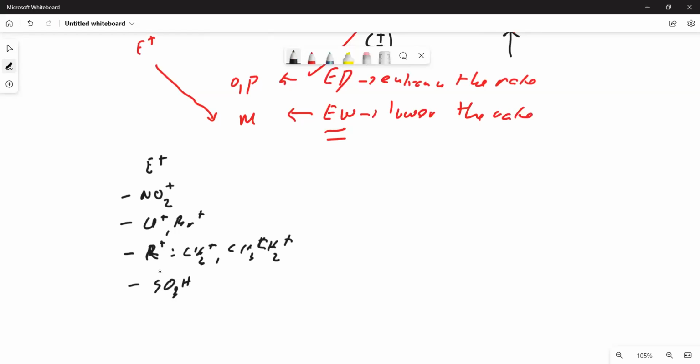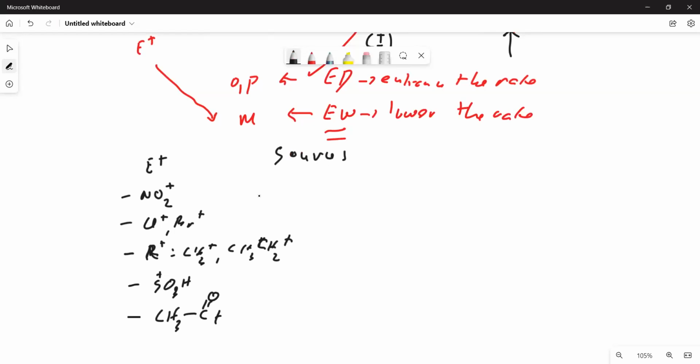SO3H. You call this sulfonium ion. And then finally, you have acyl carbonium ion. So these are the 5 basic electrophiles. And how are they generated?